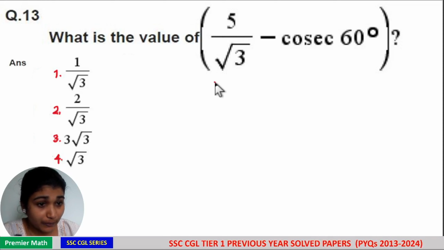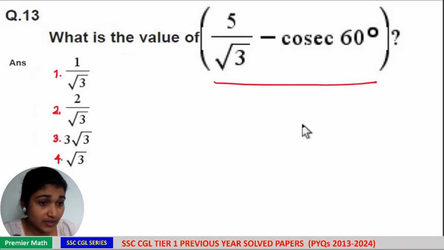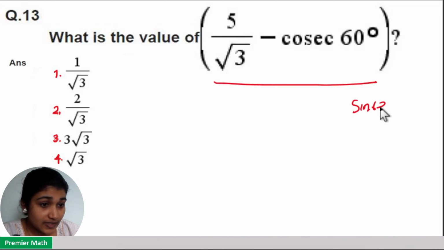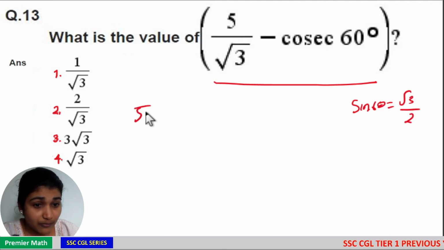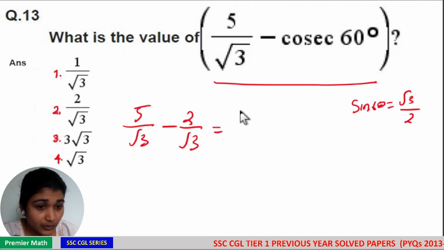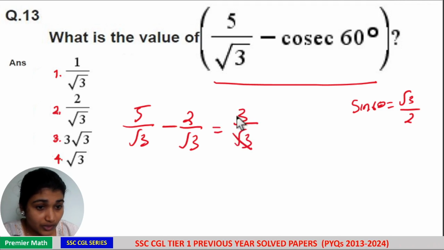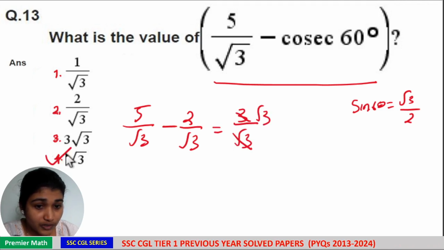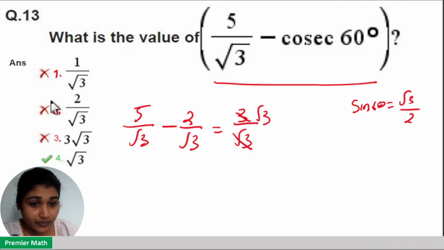What's the value of 5 by root 3 minus cosec 60? Here sine 60 is equal to root 3 by 2. Then cosec 60 is inverse of this. Then the answer will become 5 by root 3 minus 2 by root 3, which is equal to 3 by root 3. Root 3 goes root 3 times in 3. Option 4 is your answer. Root 3.